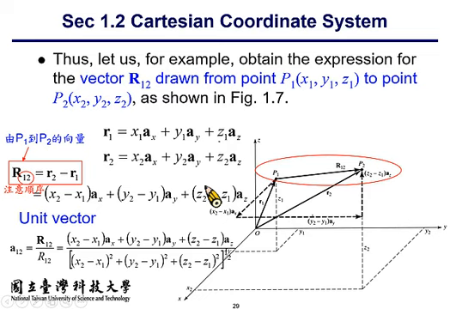So in the numerator you have the vector expression that is x2 minus x1 in the direction of ax, y2 minus y1 in the direction of ay, and so on, and in the denominator is the square root of the square sum of the projections of the vector on the 3 reference directions, like this.